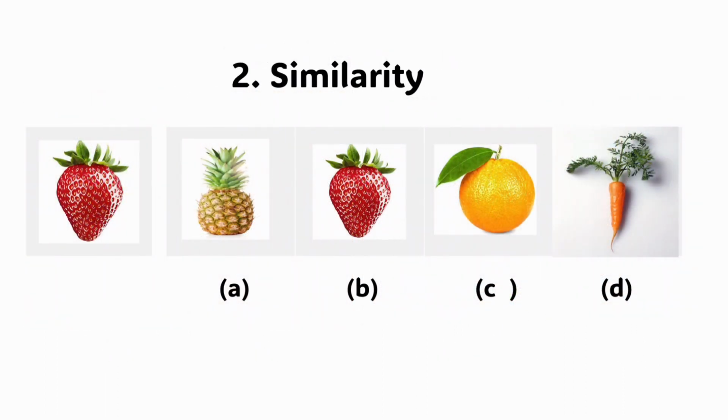And the next one is similarity. Similarity is very simple. Here we will be having 1 question figure and 4 answer figures. We have to find the figure which is matching the question. Here the question is strawberry and the answers are: one is pineapple, second is strawberry, then this is orange and this is carrot, right? So what is the figure which is matching the question? This is strawberry, right? So the matching one is option B, because these 2 are strawberry. Simply like this we have to find the figure which is matching the question.